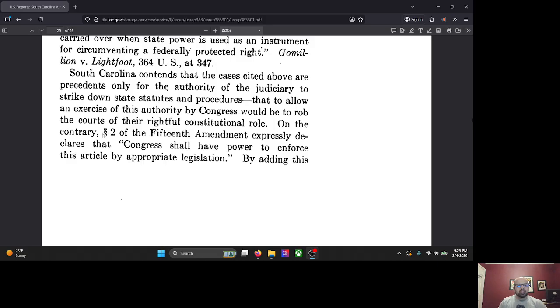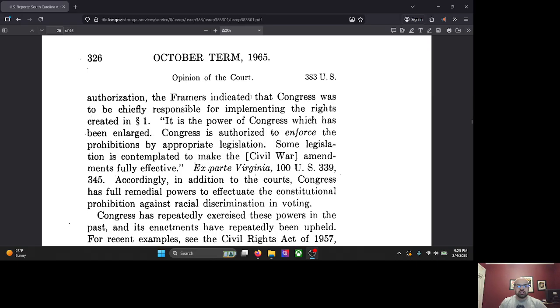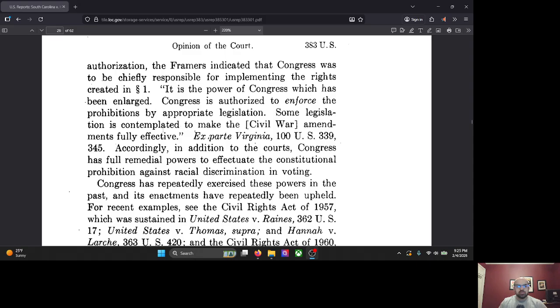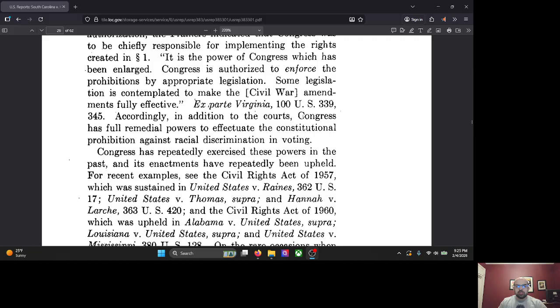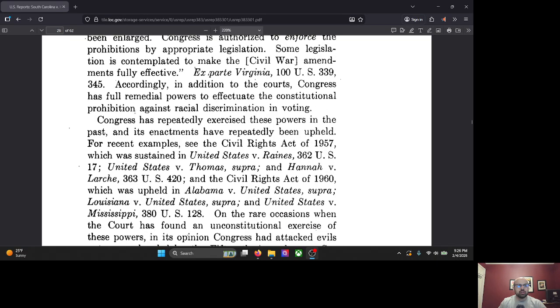On the contrary, subsection 2 of the 15th Amendment expressly declares that Congress shall have the power to enforce this article by appropriate legislation. By adding this authorization, the framers indicated that Congress was to be chiefly responsible for implementing the rights created in subsection 1. It is the power of Congress which has been enlarged. Congress is authorized to enforce the prohibitions by appropriate legislation. Some legislation is contemplated to make the Civil War amendments fully effective. Accordingly, in addition to the courts, Congress has full remedial powers to effectuate the constitutional prohibition against racial discrimination in voting. Congress has repeatedly exercised these powers in the past, and its enactments have repeatedly been upheld.